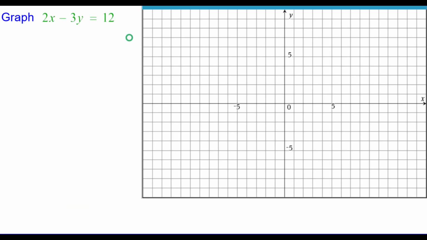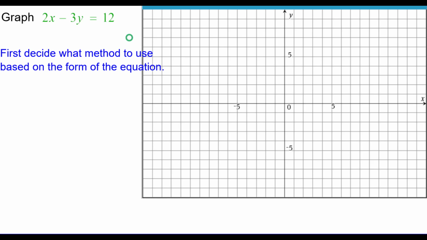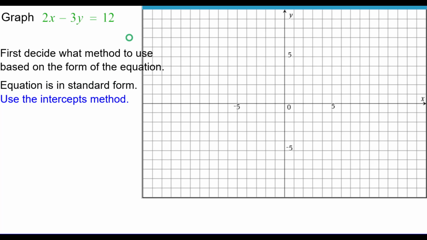So let's graph 2x minus 3y equals 12. The first thing we have to decide is what method to use based on what the form of the equation is. Pause as needed to decide and resume when you're ready. The equation is in standard form, so we're going to use the intercepts method.